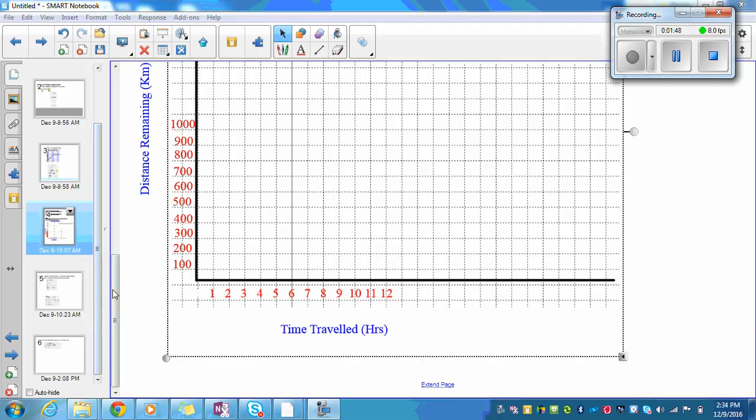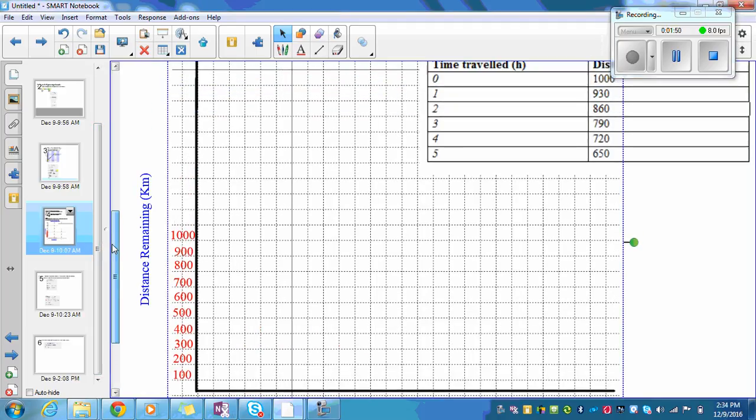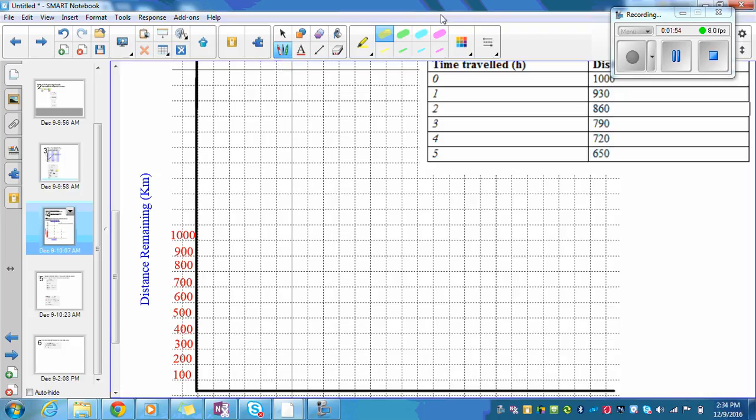Once done that, we've got to start placing the points. So at time 0, we have 1,000. And at 1, we have 930. At 2, we have 860. At 3, we have 790. At 4, we have 720. And at 5, we have 650.